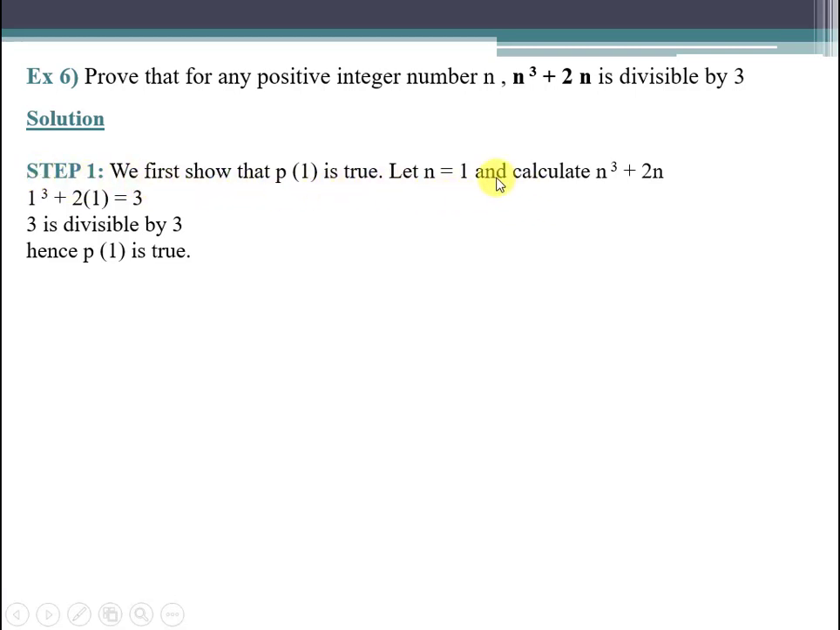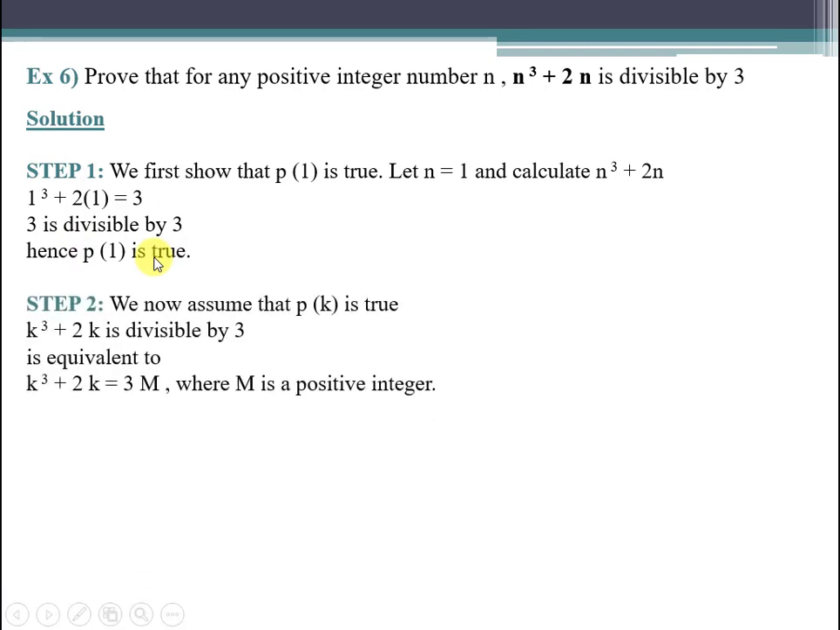Let n be 1 and calculate n cubed plus 2n. So it is 1 plus 2, which is 3, and 3 is divisible by 3. Hence, P1 is true. So we just proved it for n equal to 1. Okay, now step number 2.